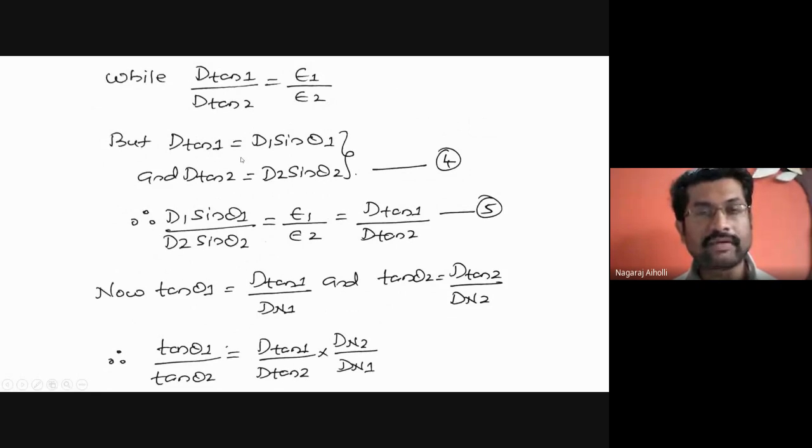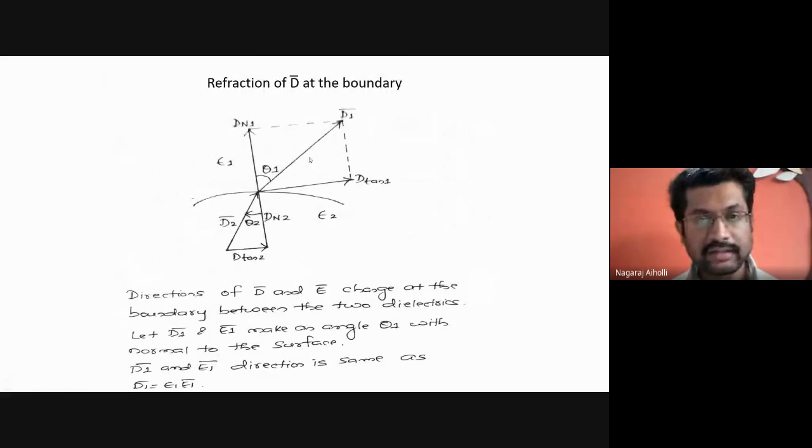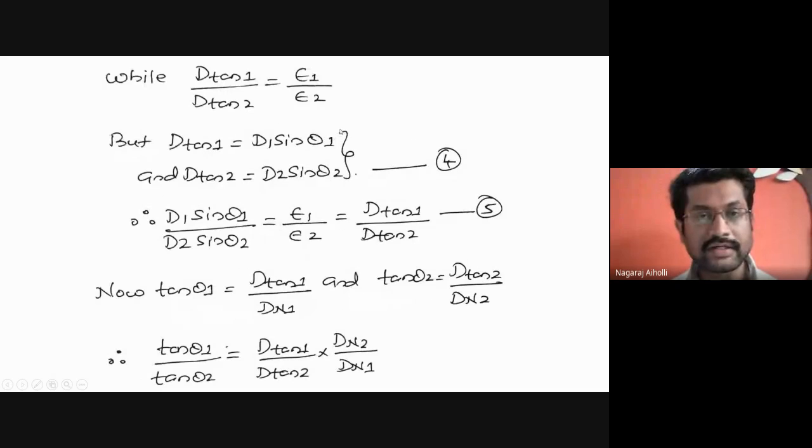But Dtan1 is D1 sin theta 1. Let us take sin of theta 1. Sin theta 1 is the opposite side, that is Dtan1, divided by the hypotenuse, that is D1. The opposite side is nothing but Dtan1, both being parallel and equal. So sin theta 1 is Dtan1 by D1, or Dtan1 is D1 sin theta 1.